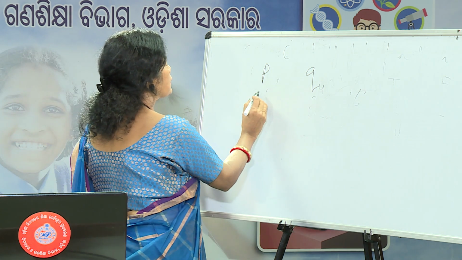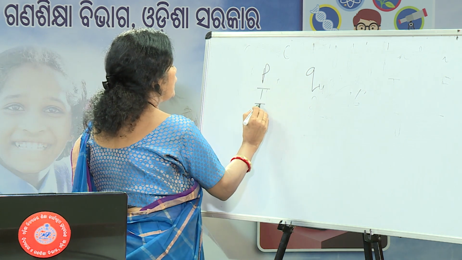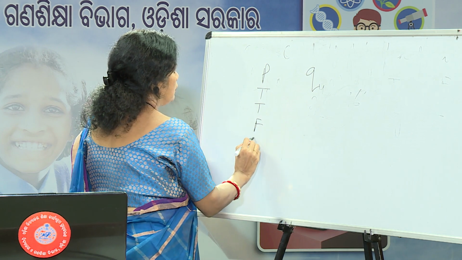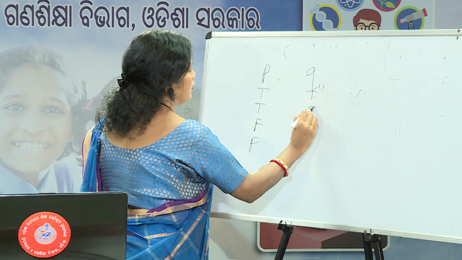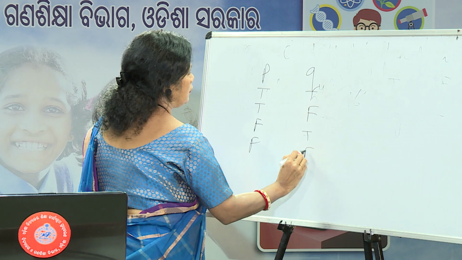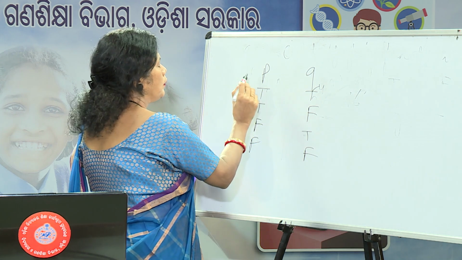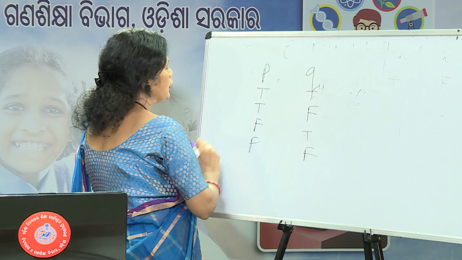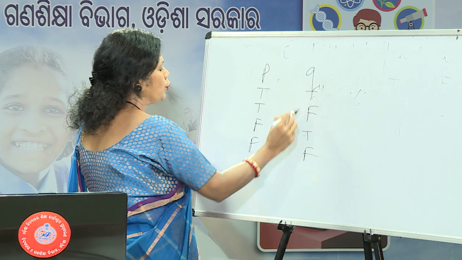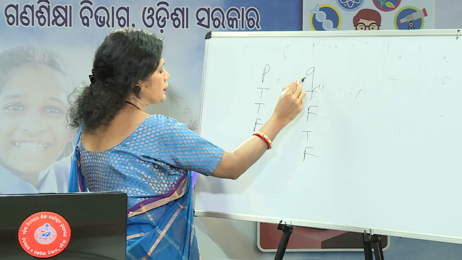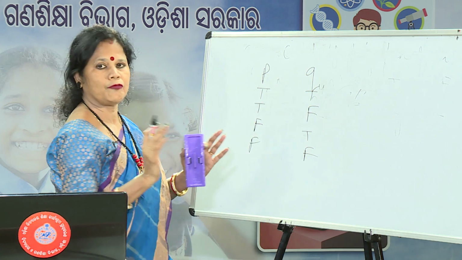Which 4 possibilities? Both P and Q are true. P is true, Q is false. P is false, Q is true. P is false, Q is false. These are the 4 possibilities.